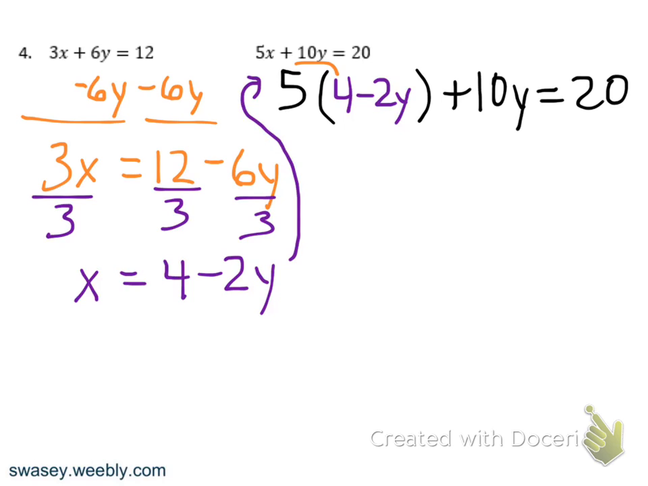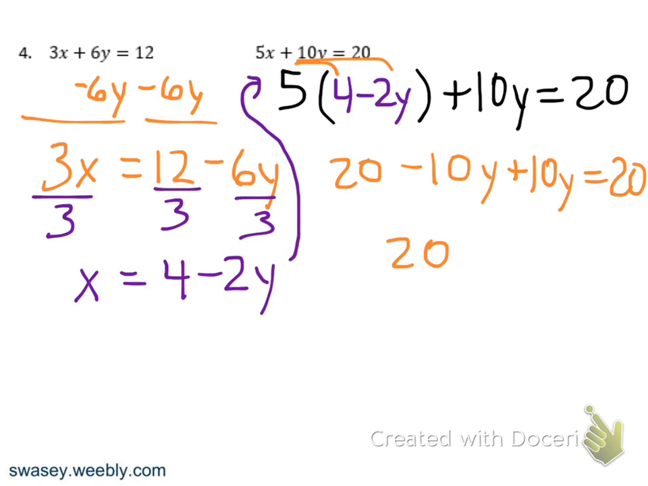To get rid of our parentheses, distribute. 5 times 4 is 20. 5 times negative 2y is negative 10y. Negative 10y plus positive 10y, they're like terms, and they add to 0, they're gone. So we have 20 equal to 20. Now, is this true or false? Well, 20 does equal 20, that's true.